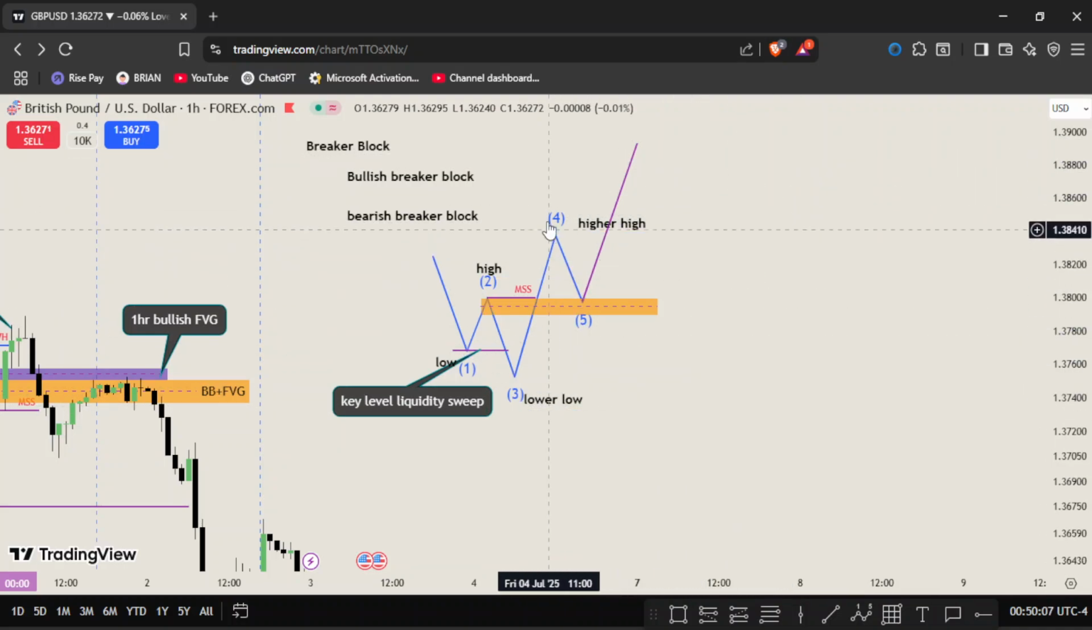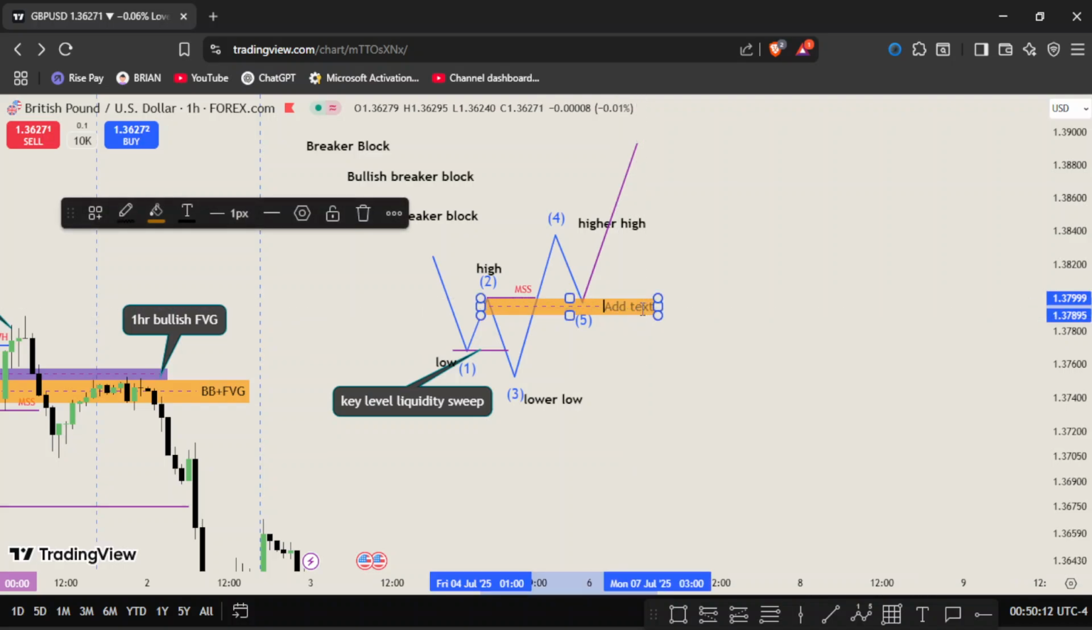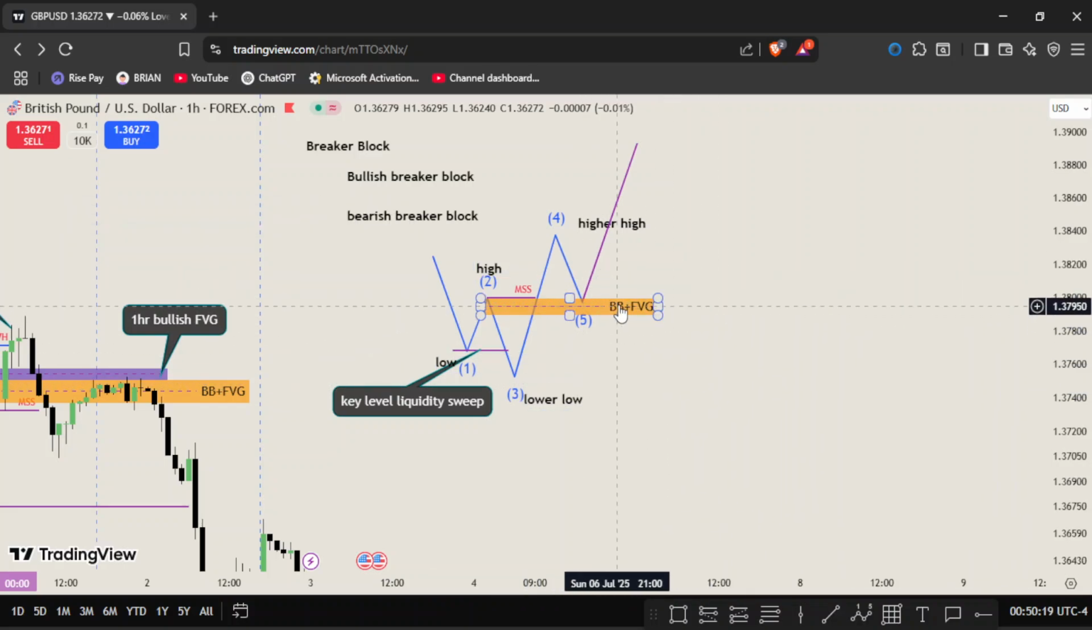So price will come back to this breaker. We've said this breaker is coupled with an FVG. During this market structure shift, we'll have a breaker that will sweep this low, forming a new lower low. And at this breaker, most times if not always, price will have formed an FVG away from this breaker.